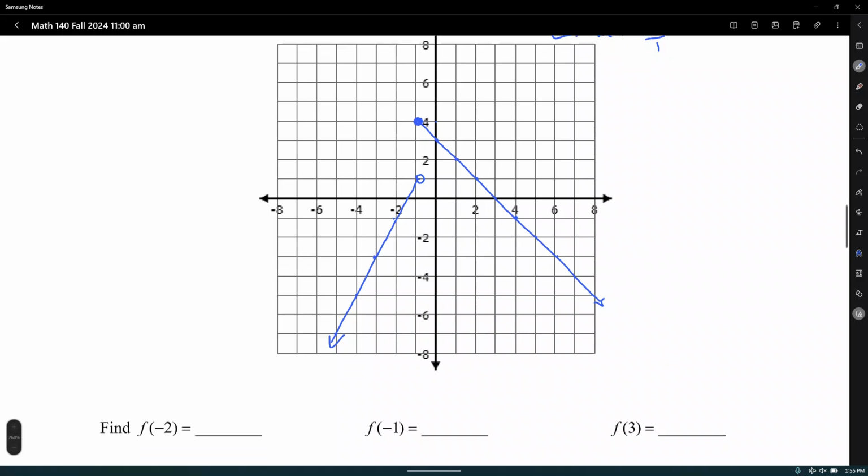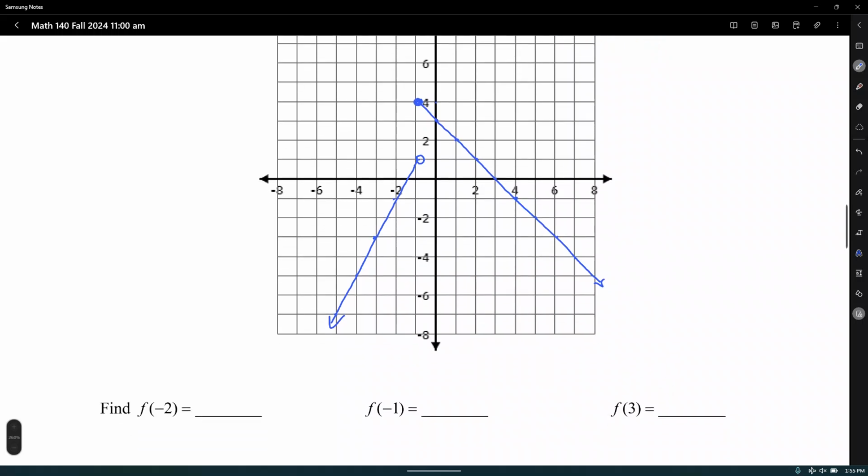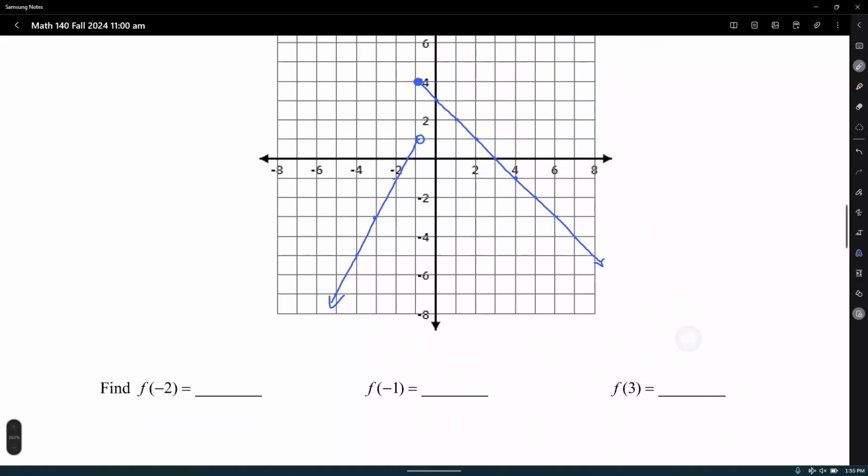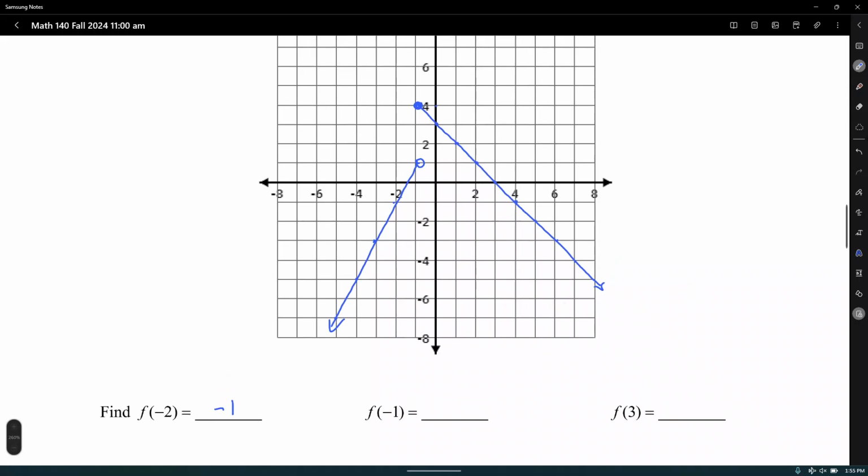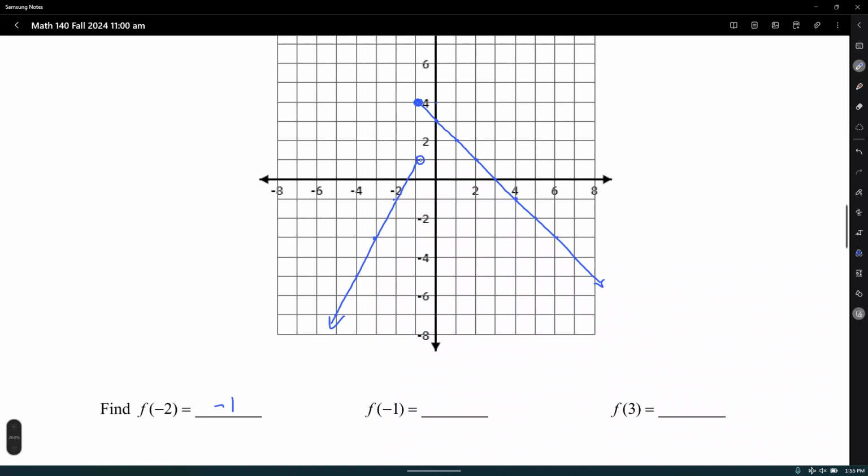Actually, let's answer a couple of questions about this function. Number one, they're asking us to find f of negative 2. We go to negative 2, and the y value is negative 1. For f of negative 1, we need to be careful because there are two potential values, but at negative 1 we have an open circle, so we go where it is defined. How do we know where it is defined? Where you see the solid point, which is y equals 4.